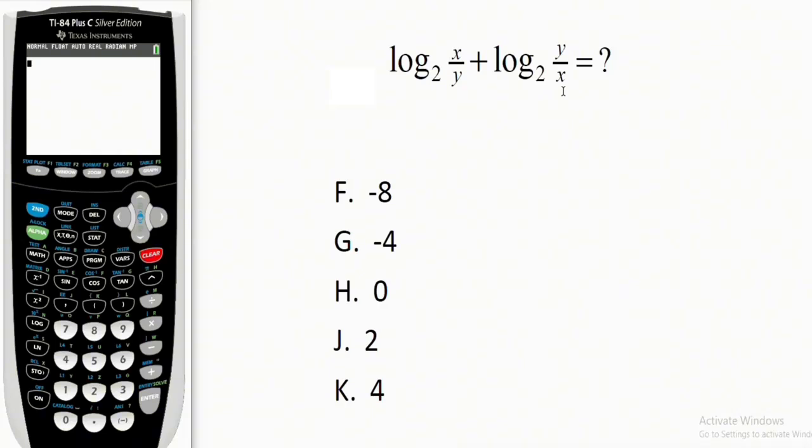So the product of x over y and y over x, when you divide yx by xy, gives an output of 1. So right now, the logarithm we have is log 1 to the base 2.